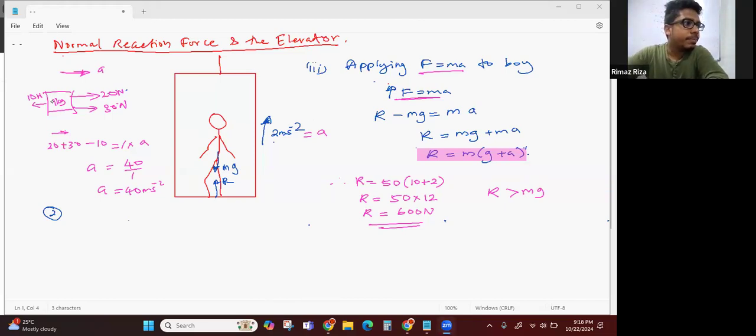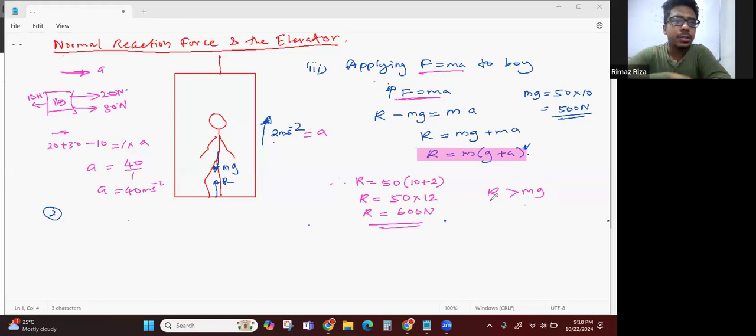Right. So here, mass is 50 and g is 10. Acceleration is 2 meters per second squared. Therefore, the normal reaction force we obtained is 600 Newton. In this case, you can see R is greater than mg, because mg is mass 50 times g 10 meters per second squared, which is 500 Newton. We calculated this earlier. So you can see here in this case, R is greater than mg. So you can note that down.